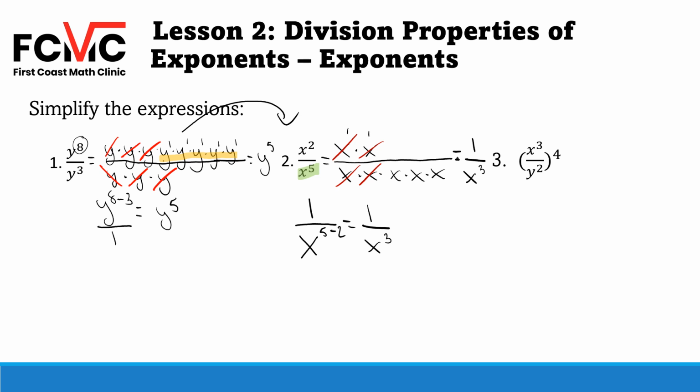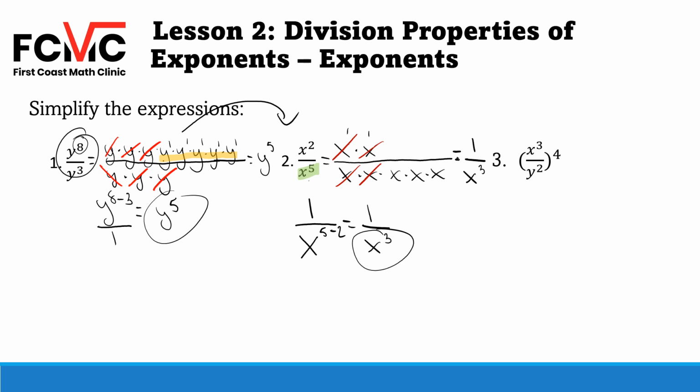And again, just comparing number 1 and number 2. Number 2, my answer is going to go in my denominator. My x to the 3rd is going to be in my denominator because we have more x's in the denominator. Number 1, our variable is in our numerator because we have more terms in our numerator.